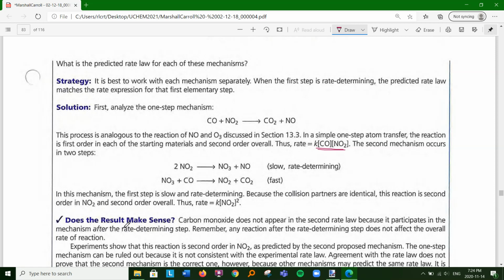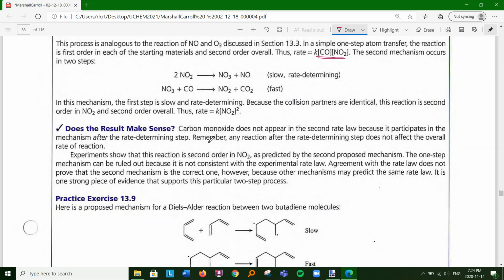Now, experiments show the result is second order in NO2. So then the second proposed mechanism is the winner here, but you'd need to know that beforehand to make that determination. Agreement with the rate law does not prove the second mechanism is the correct one. However, because other mechanisms we haven't even looked at may predict the same rate law, it is one strong piece of evidence that supports this particular two-step process.